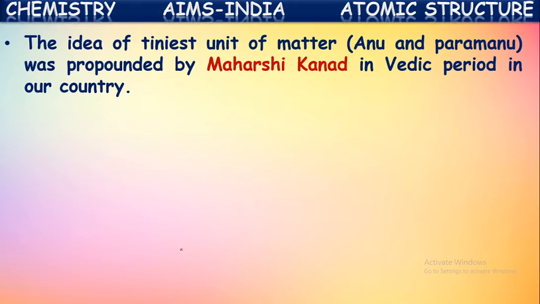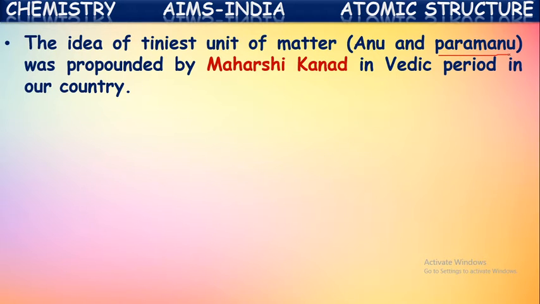Next, the idea of the tiniest unit of matter was proposed by Maharshi Kanad in the Vedic period in our country. In the Vedic period itself, one of our philosophers, Maharshi Kanad, proposed that every padartha is made up of anus. These anus are composed of still smaller particles called paramanus. Here, a padartha represents matter and anu represents molecules, and these anus are composed of paramanus. These paramanus represent atoms. So every matter is made up of molecules, and these molecules are composed of two or more still smaller particles called atoms.